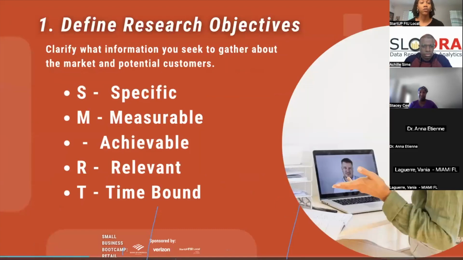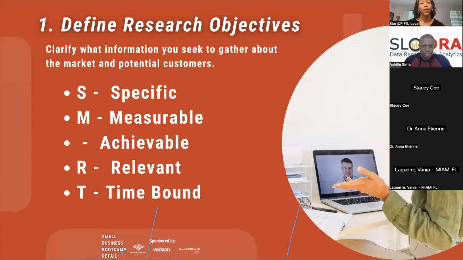So the first thing you need to do before you do anything for your marketing research is have your goals or objectives defined. The best way to do that is the SMART method. Make sure that your goals are specific, make sure that they're measurable, make sure they're achievable, relevant, and time-bound. Clarifying the information that you want to seek and gather helps to create better information around your marketing strategy as you go into the data collection phase.